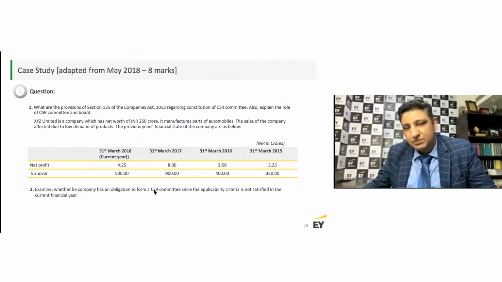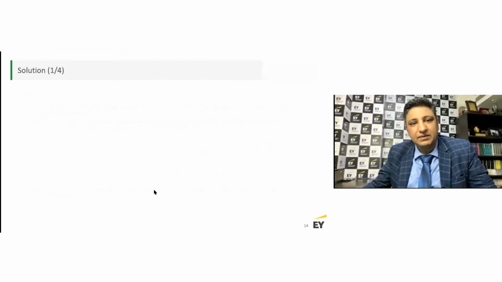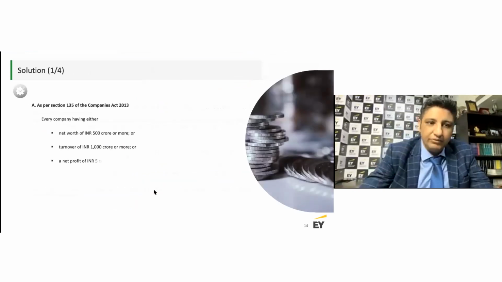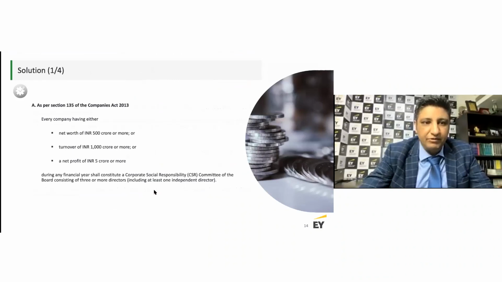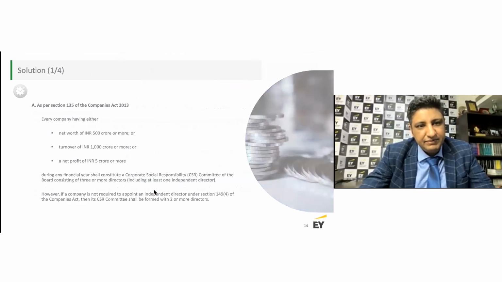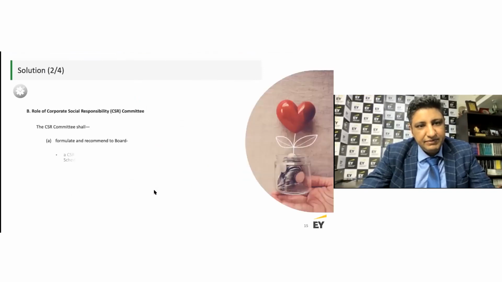All right. So if we were to really look at the solution, of course, that is something which we talked about: net worth criteria, turnover criteria, and the profitability criteria, net profit criteria. That's where the need to form a CSR committee, which is comprising of at least 3 directors with 1 independent director. Okay. If a company is not required to appoint an independent director, then you would form a committee with at least 2 directors there. Okay. Likewise, as we said that, the CSR committee shall formulate and recommend to the board about the CSR policies and the amount to be spent, plus monitoring thereof.